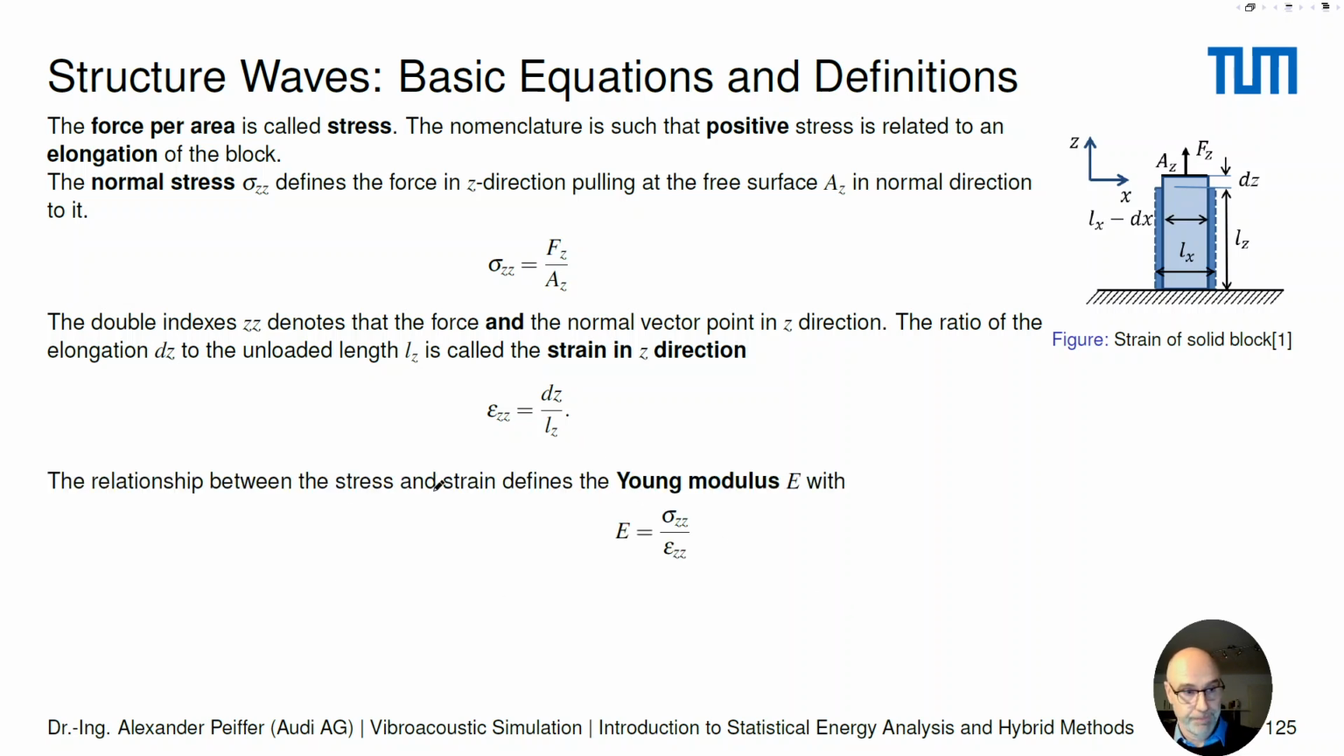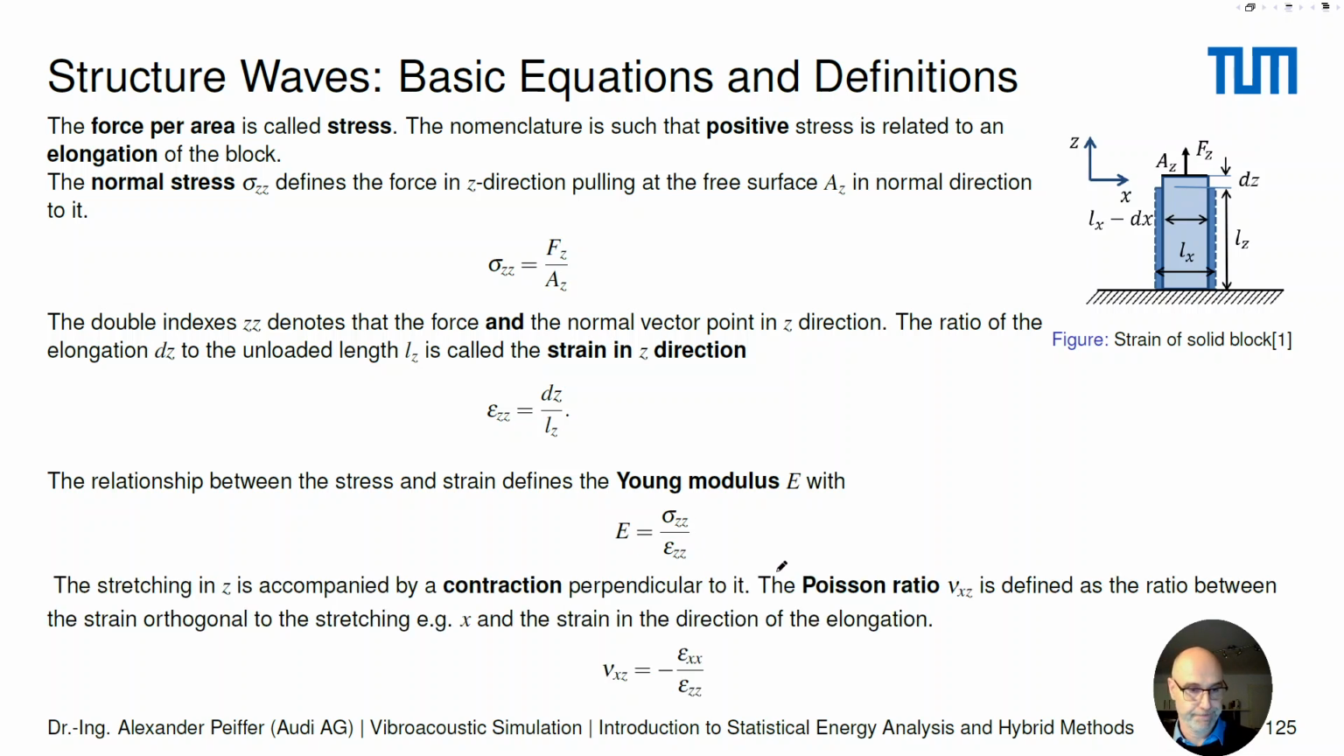The relationship, the material constant that relates both quantities, is called the Young modulus, using the symbol E, and that's the ratio of normal stress divided by normal strain. The stiffer the material is, the higher the Young modulus would be.